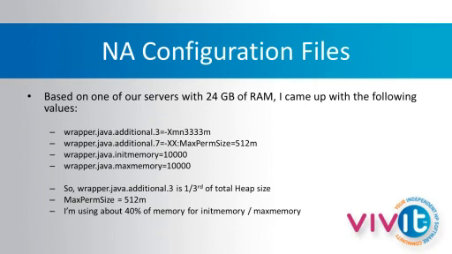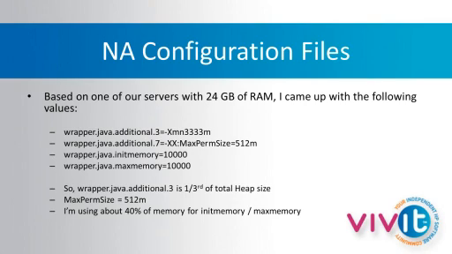So, for example, one of our NA core servers has 24 gig of RAM. As a result, I've come up with these values. So you'll see that this screen here is considerably greater than the past. So I basically am carving out about 10 gig of RAM for Java to use, and that's as opposed to the default 512 meg. So that's a substantial increase.